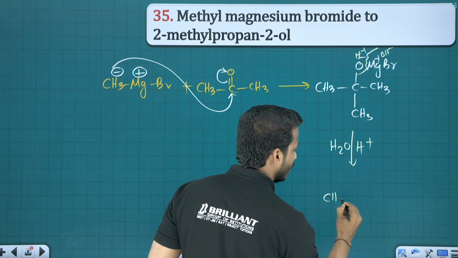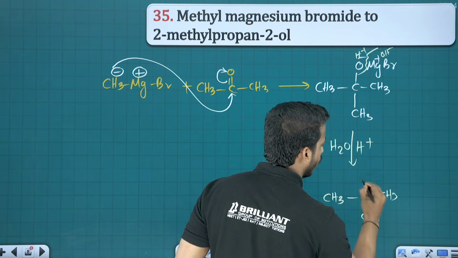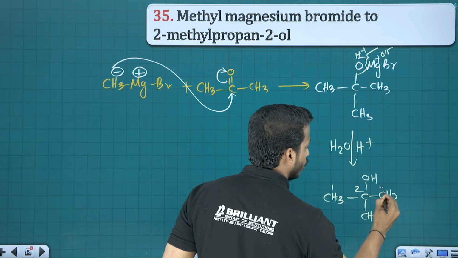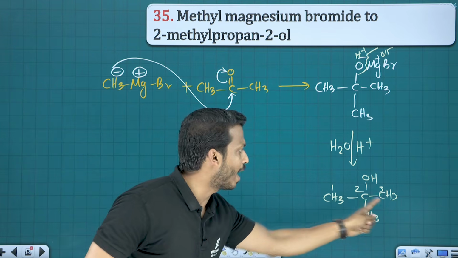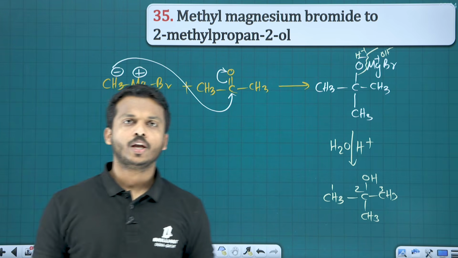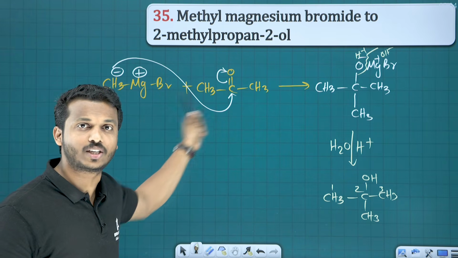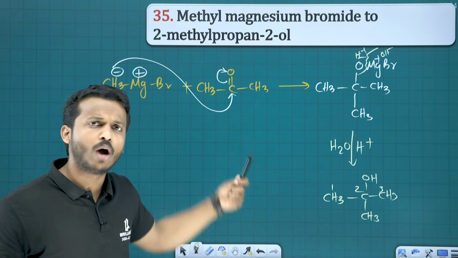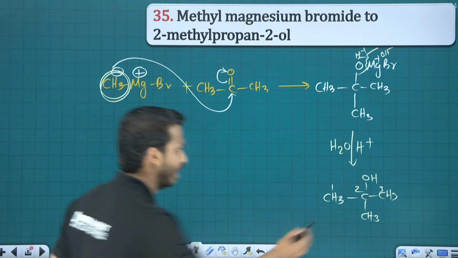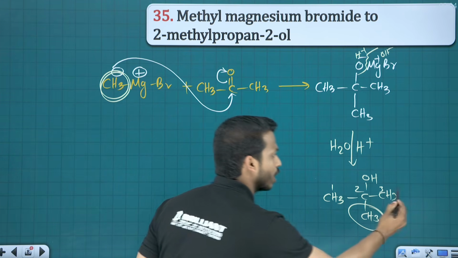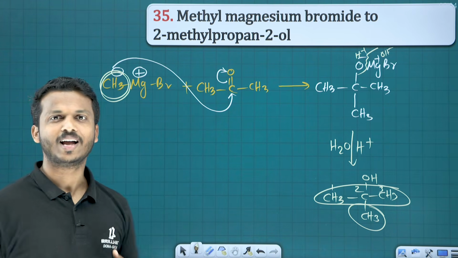What do you get? CH3, CCH3, CH3, then OH. All of you check the name. 2-methyl propan-2-ol. Yes, 2-methyl propan-2-ol. Remember, if you want to get a tertiary alcohol from a Grignard reagent, we should treat with a ketone. How to identify? Already one CH3 is there in the Grignard reagent. The rest of all carbon should get from the ketone. So propanone. Like that you can decide the compound.